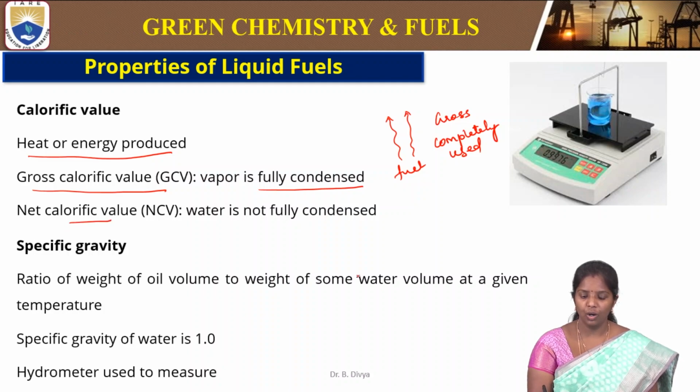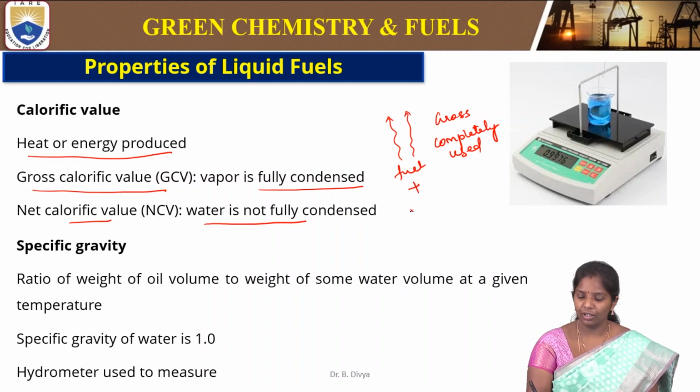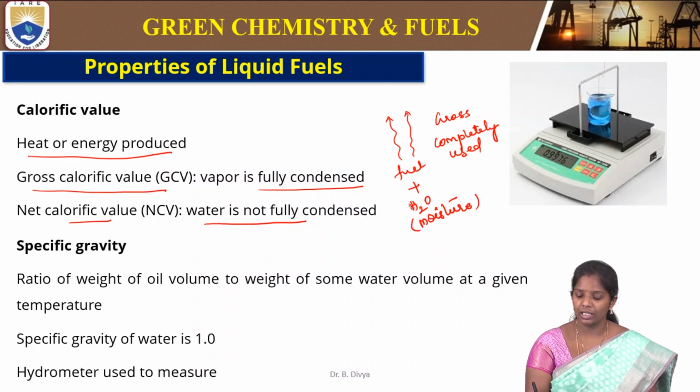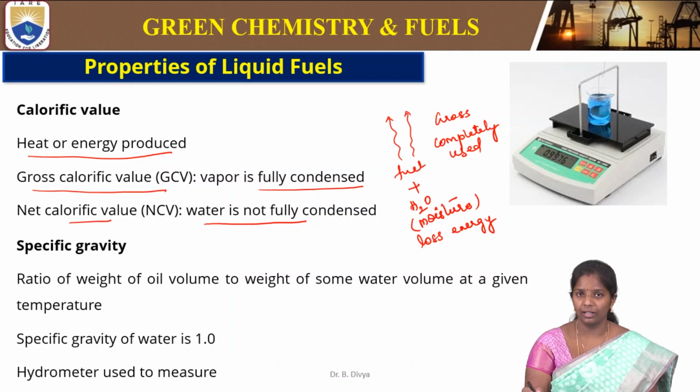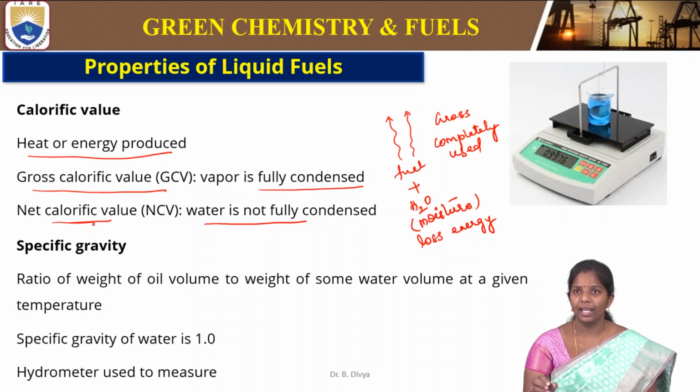Net calorific value: the water is not completely condensed. For example, if we have fuel plus water, or water in the form of moisture, so we have moisture content. Whenever we have moisture content, there will be some loss in energy. So that will reduce the calorific value. That reduction or difference is given by the net calorific value. That is the exact energy that is produced from that fuel only.